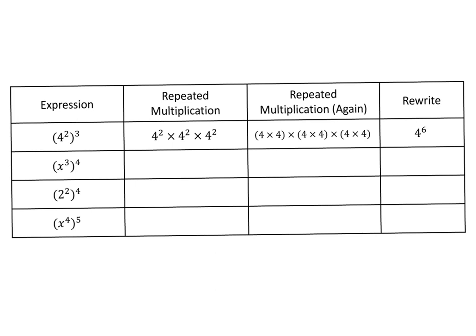So based off of what we just did here, we have a power to a power. So we have 4 squared, and that whole thing is being taken to the 3rd power. So what that means is 4 squared times 4 squared times 4 squared. And if we expanded it even more, we would have 4, 4, 4, 4, 4, 4. So we would have 4 to the 6th power. So go ahead and do those 3.